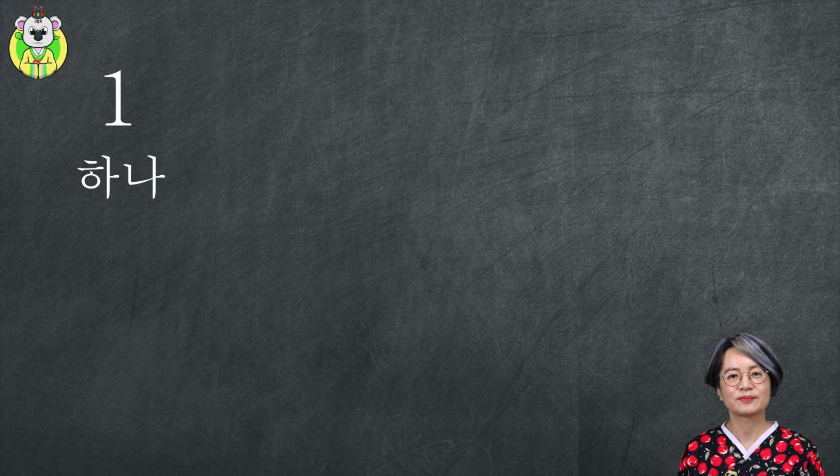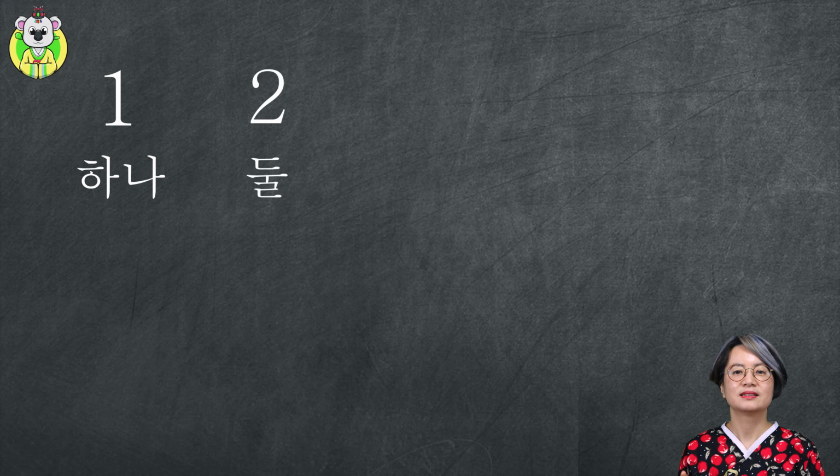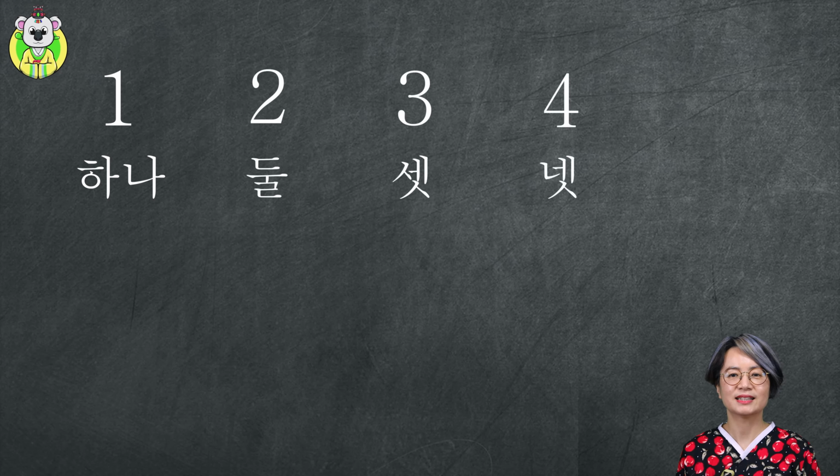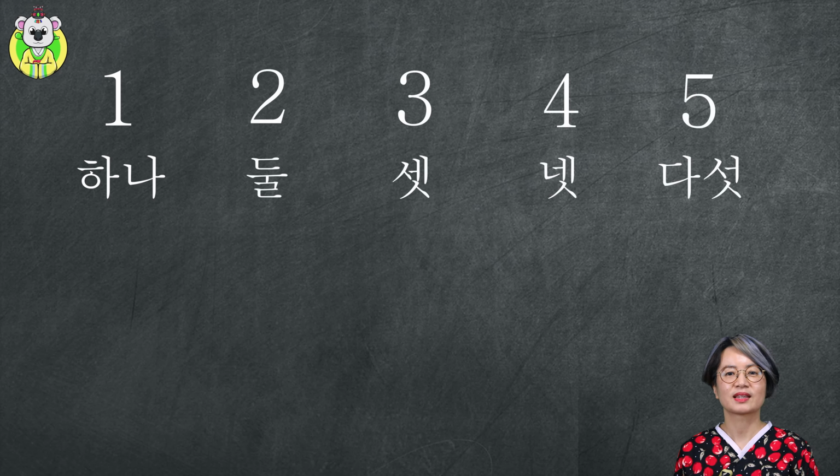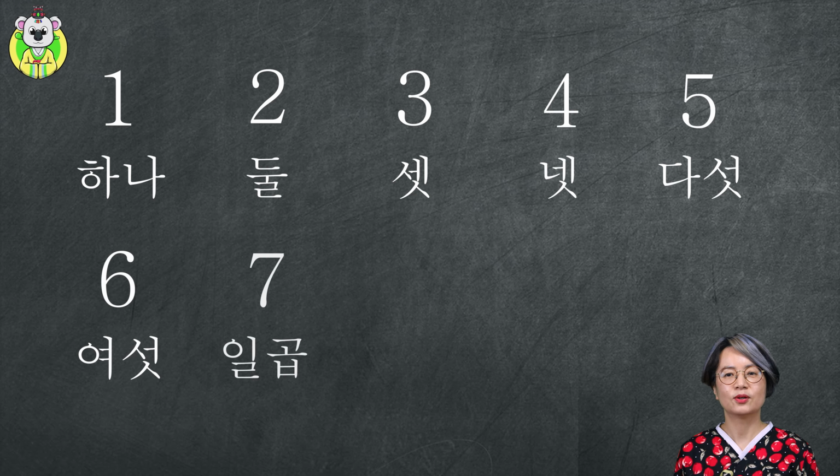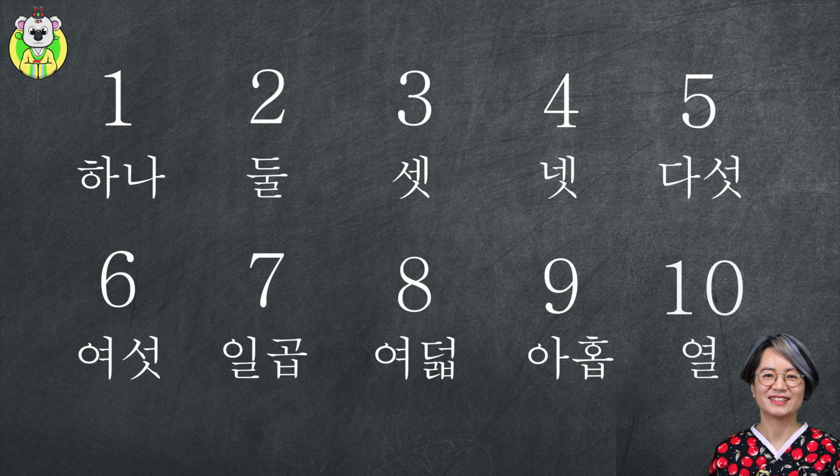There are two different kinds of Korean numbers, one being pure Korean and the other being of Chinese origin, often referred to as Sino-Korean numbers. For pure Korean numbers, first, you have to remember 1 to 10. 하나, 둘, 셋, 넷, 다섯, 여섯, 일곱, 여덟, 아홉, 열.